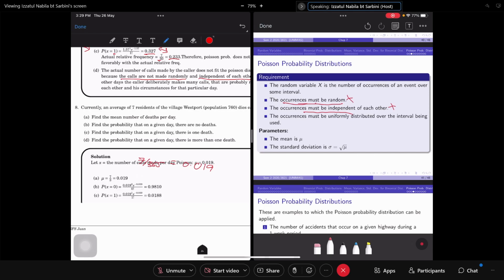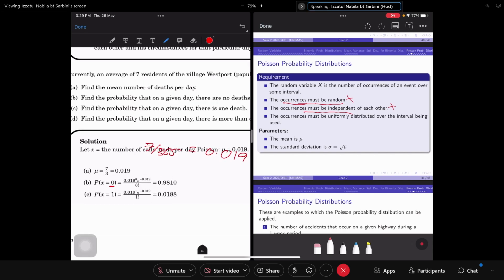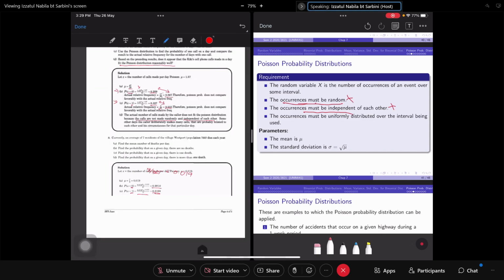And B, find the probability that on a given day, there are no deaths. Okay, no death. So it means that R is equal to 0. So you just substitute into the formula for Poisson. So you get this probability. That is question B. Question C is similar, but you need to calculate the probability that on a given day there is one death. So R is equal to 1. Substitute inside and you get this. Very straightforward. You just substitute into the formula.